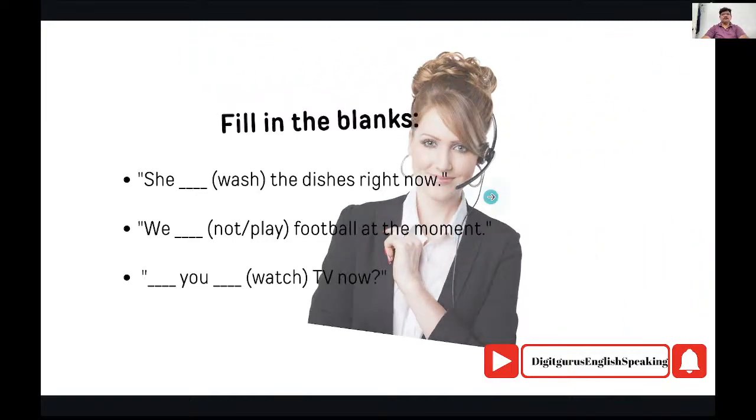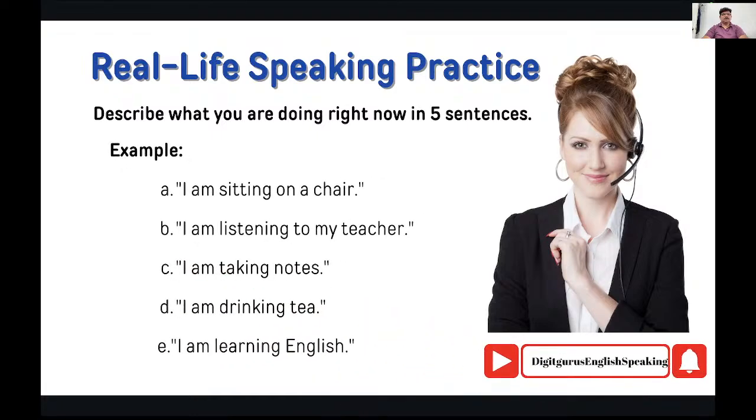Now, real life speaking practice. Describe what you are doing right now in 5 sentences. What are you doing right now? This is the best tense. Present continuous tense, after simple present tense, is the best tense. You speak, what are you doing right now?